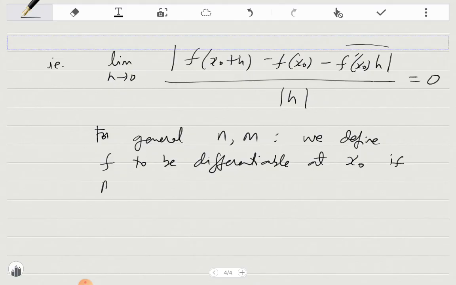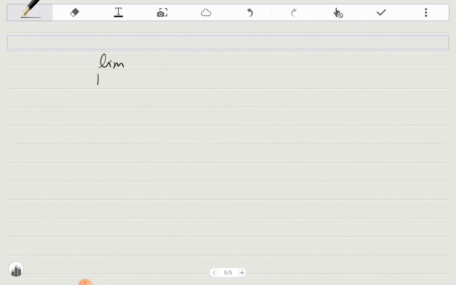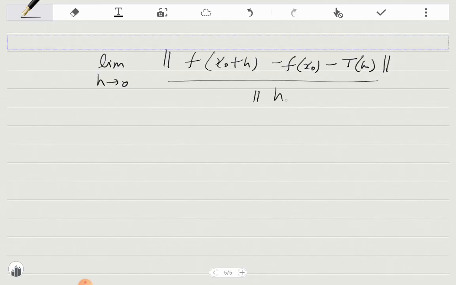So if there is a linear transformation T from Rn to Rm, such that limit h going to 0 of the norm of f of x naught plus h minus f of x naught minus T h, divided by the norm of h, equals 0. So this is our definition of differentiability at a point.